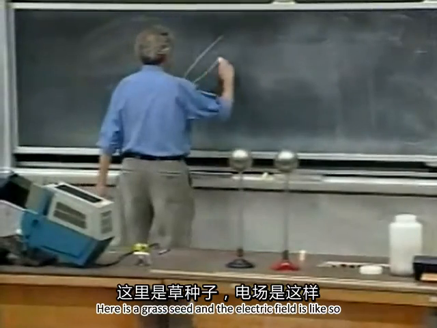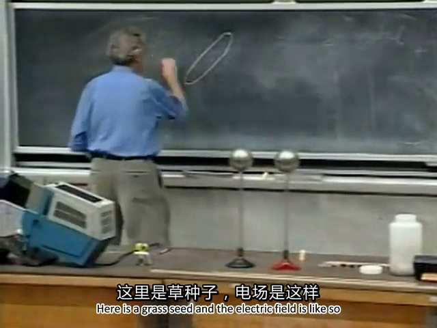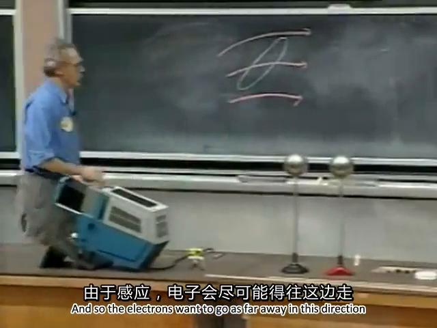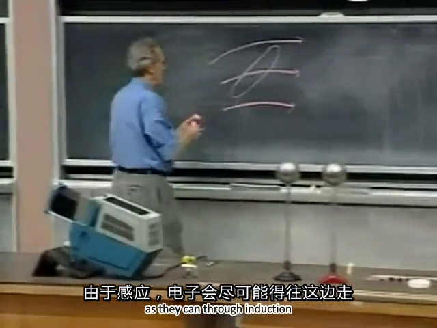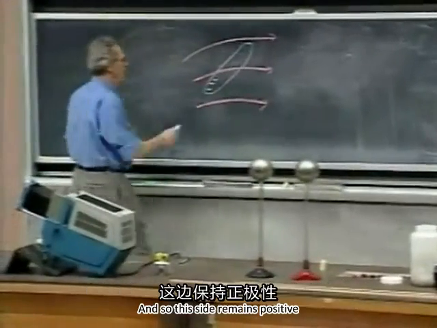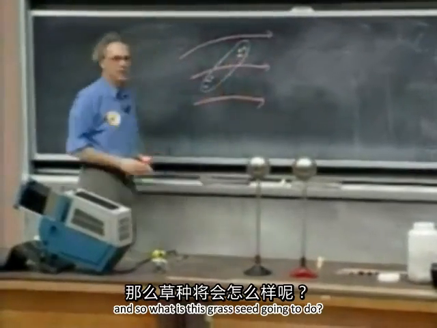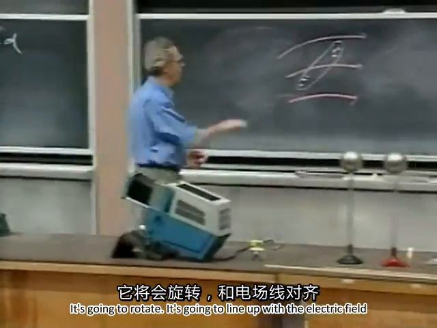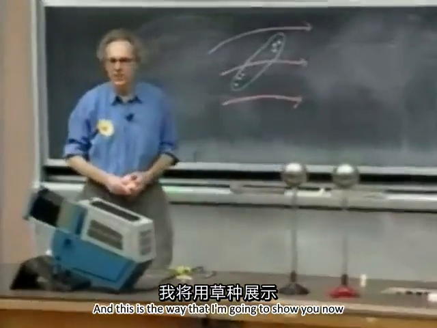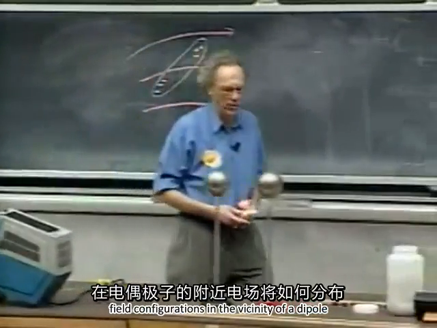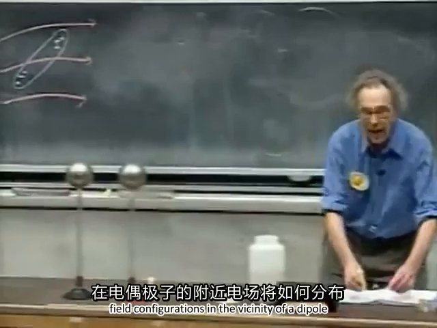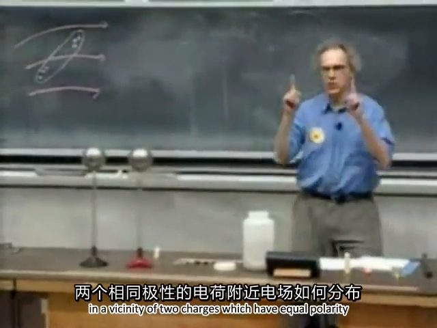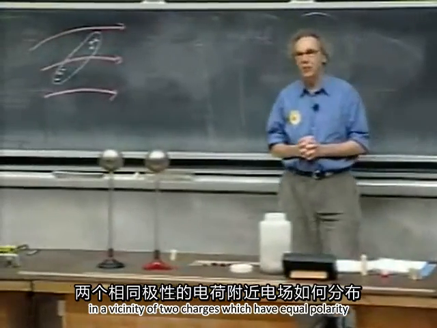Here's a grass seed, and the electric field is like so. And so the electrons want to go as far away in this direction as they can through induction. And so this side remains positive. And so what is this grass seed going to do? It's going to rotate. It's going to line up with the electric field. And this is the way that I'm going to show you now field configurations in the vicinity of a dipole. And I will also show you field configurations in the vicinity of two charges which have equal polarity.